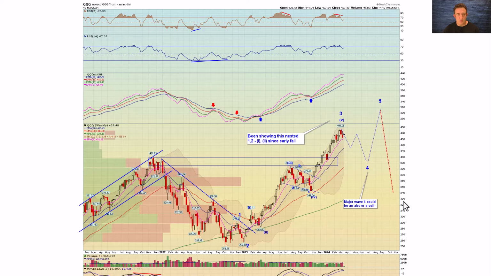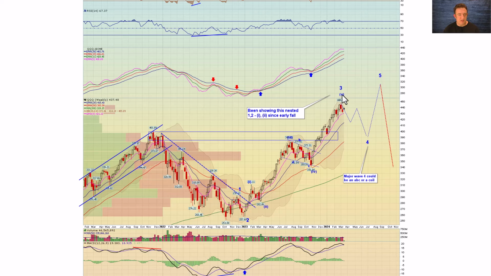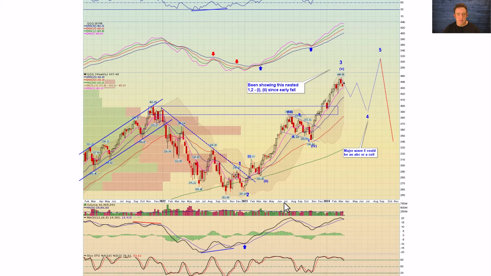Chart 18, here's the weekly view of the Qs. Again, still waiting for this wave 5 of 3 to confirm an end. Once it does, I'm looking for this deeper wave 4 correction. Again, this is the same chart I had back in August when I was showing this.